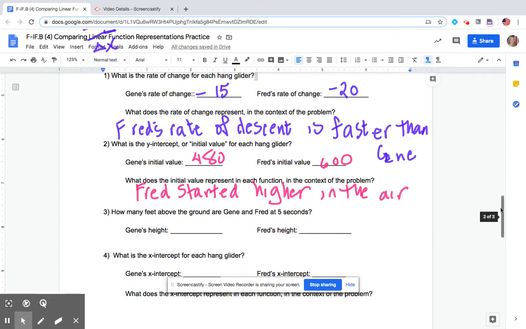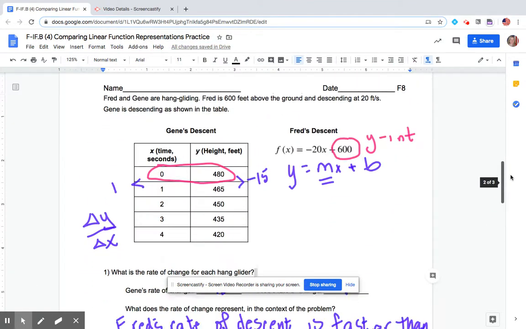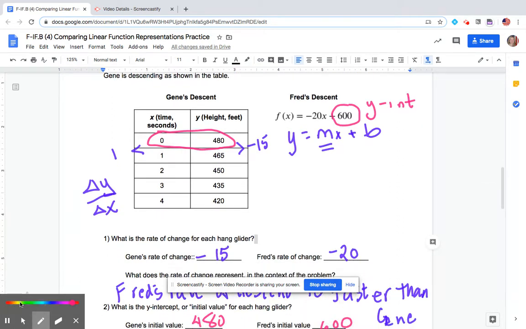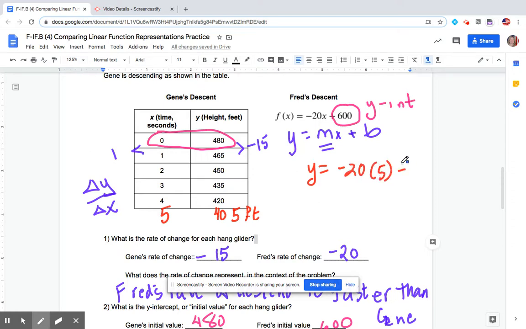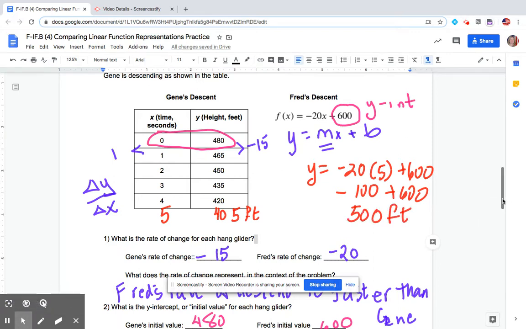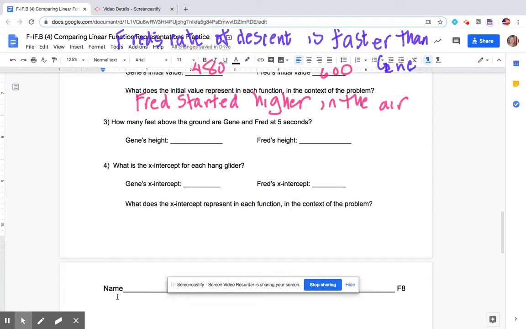So 5 seconds, we can find that on the table. We can also find that in our equation. So let's check that out. 5 seconds. Remember, this is decreasing by 15. So 5 seconds in, Jean is at 405 feet. 5 seconds in, I'm going to put 5 in place of x here. It's -100 plus 600. 5 seconds in, Fred is at 500 feet. So we have 450 for Jean and we have 500 for Fred.